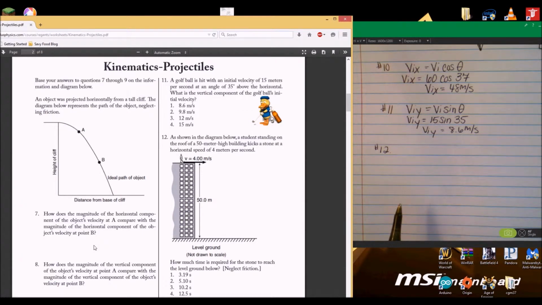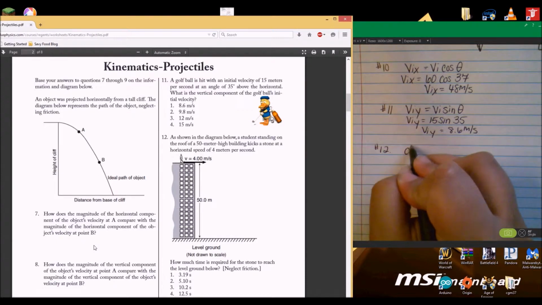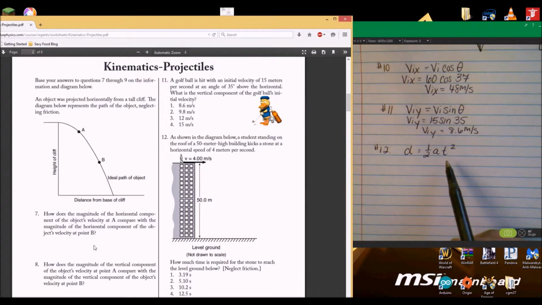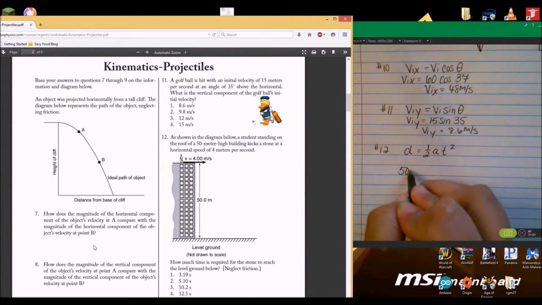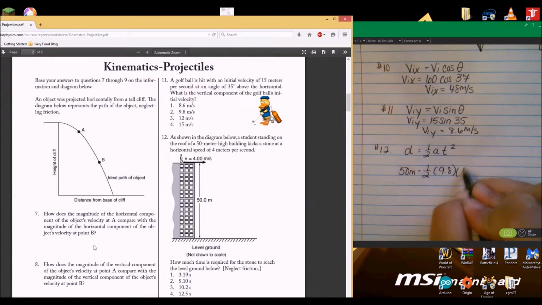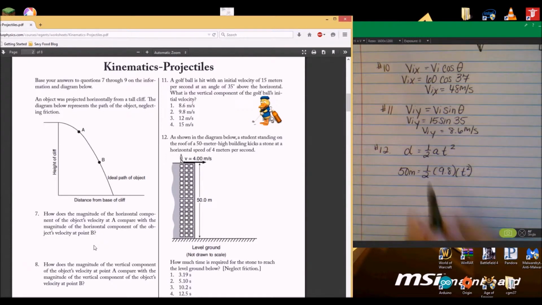So we don't actually have to account for the x in this case, which means you're going to use distance equals 1/2 a t squared. This equation also is not on your reference sheet, and I told you last time in one of the previous tutorials that you should put this on. So distance is 50 meters, which equals 1/2 times acceleration due to gravity, 9.8, times the time, which is unknown and what we're looking for. So 1/2 of 9.8 gives you 4.9, so 50 equals 4.9 t squared. Divide each side by 4.9.